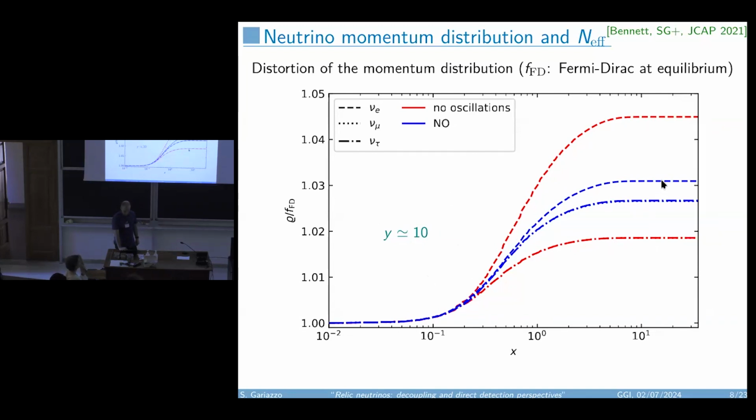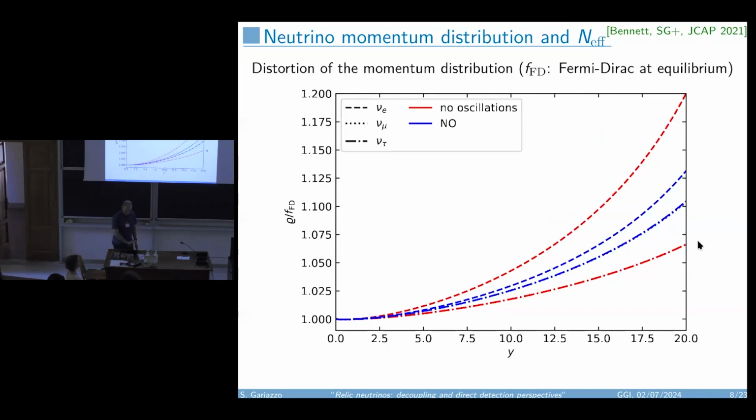And you see that typically we have that for the electron neutrino flavor, which is the dashed line, a higher increase with respect to the muon and tau neutrino flavors, because the electrons have more interactions with the thermal plasma. The thermal plasma is mainly constituted of electrons and photons. So it's normal that charged current interactions involve these neutrinos, while these others are just involved in neutral current interactions.